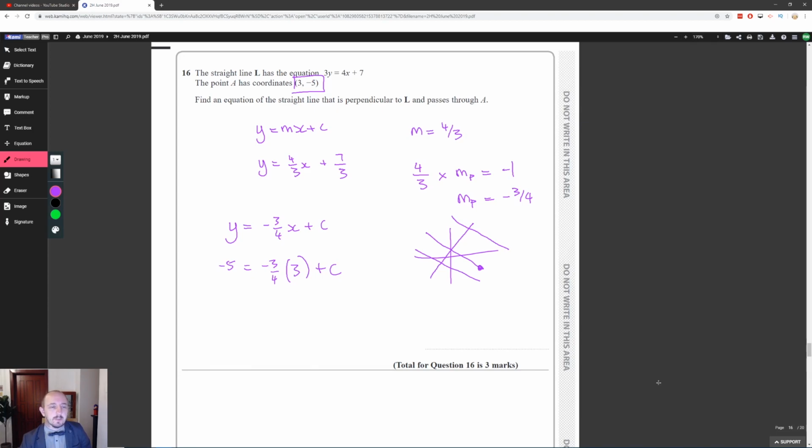and that allows us to find our new y-intercept. So minus 5 equals minus 9 over 4 plus c, and we're going to add minus 5 plus 9 quarters to get our c value. So 9 over 4, let's do minus 20 over 4 plus 9 over 4, and so we get that's minus 11 over 4. So our new equation is going to be y equals minus 3 quarters x minus 11 over 4.